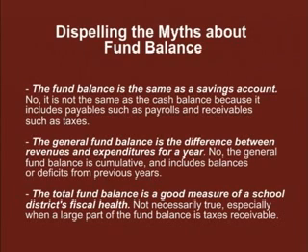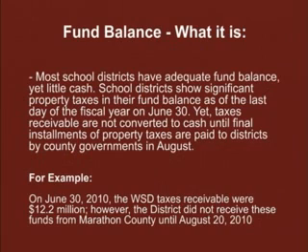And the third myth, the total fund balance is a good measure of a school district's fiscal health. Well, this is not necessarily true, because when a large part of the fund balance is taxes receivable, that money isn't received until August. Most school districts have an adequate fund balance, yet very little cash. Wisconsin school districts have significant levels of property taxes on their books as of June 30th as part of their fund balance. The taxes receivable won't be converted to cash until the final installments of property taxes are turned over to the districts by their respective counties in August.